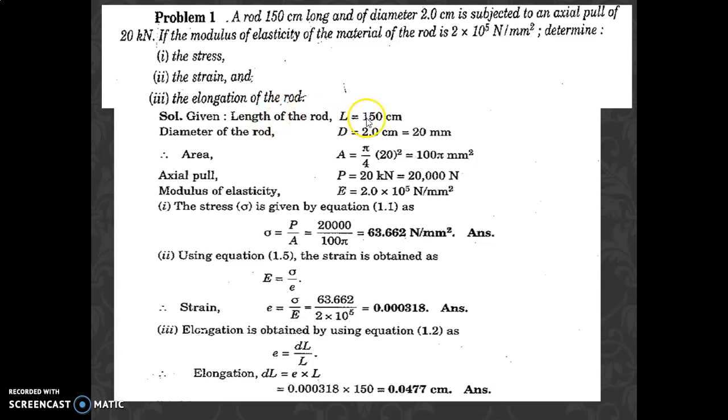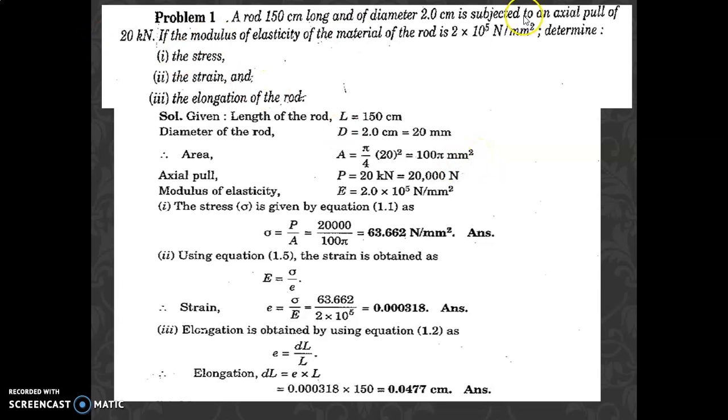So length of the rod L, 150 centimeter, that is 1500 mm, diameter D, 20 millimeter. Let us calculate area. As this diameter is provided to us, that means this is circular in cross section, and whenever the rod has circular cross section, area is always calculated as pi by 4 d square. So here area A is equal to pi by 4 into 20 square, that is 100 pi mm square.